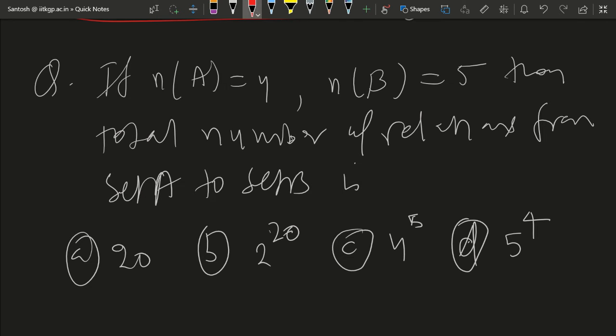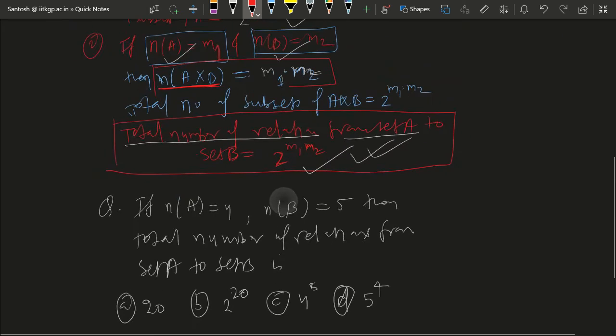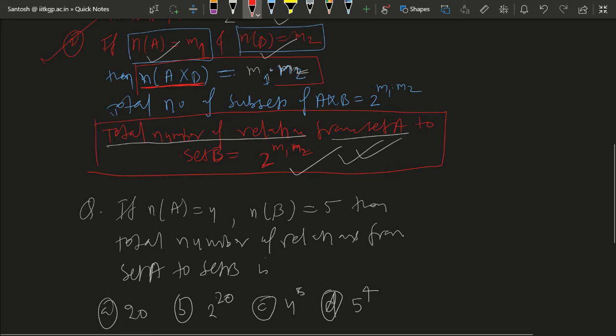Option B. So now you read the formula, these two formulas, only the second formula is enough. Now you try. Read that second formula again, and then tell me what I asked: the number of relations from set A to set B. Yes, one of you already answered: 2 raised to power, option B, sir. Yes. So this type of question will be asked in the exam. So the option is B.